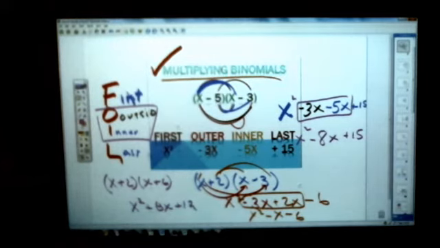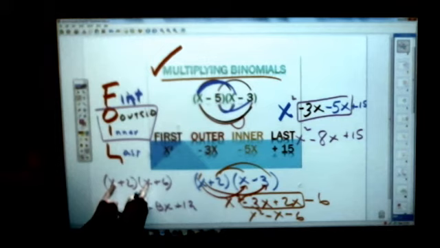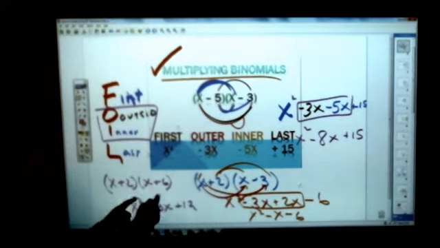Are you with me on that? Did I go way too fast on that? It's just a matter of the two first terms, the outside term combined with the inside term, and then the two last terms.